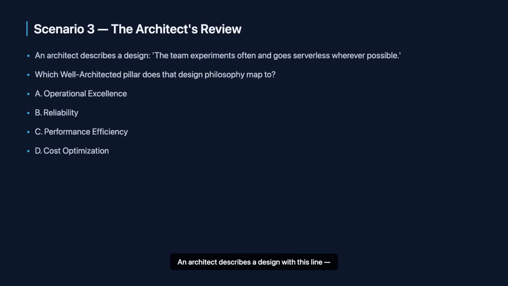Scenario 3. An architect describes a design with this line: the team experiments often and goes serverless wherever possible. Which Well-Architected pillar does that design philosophy map to? A. Operational excellence. B. Reliability. C. Performance efficiency. Or D. Cost optimization. Think about which pillar literally names those two ideas in its design principles.